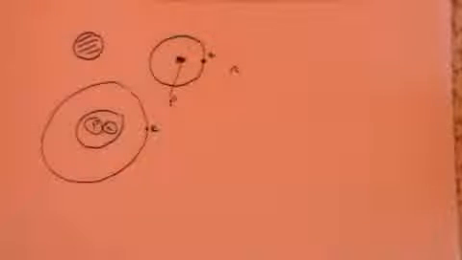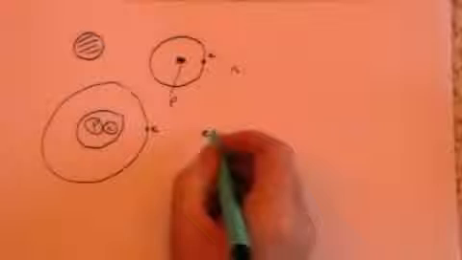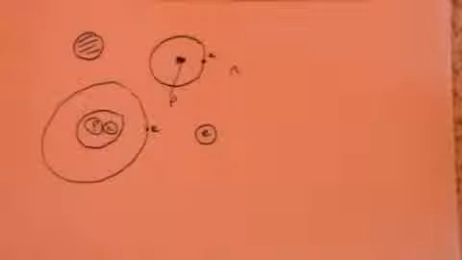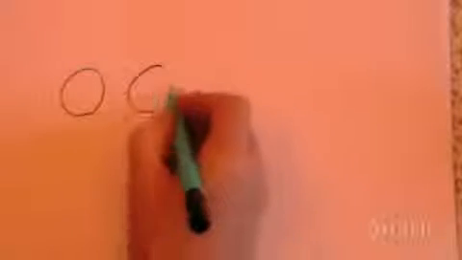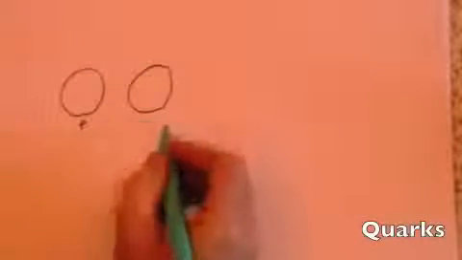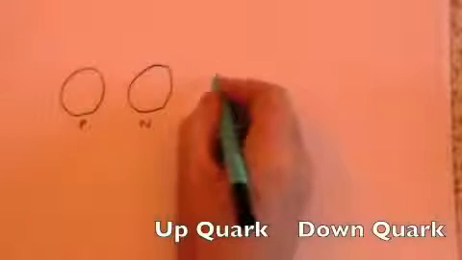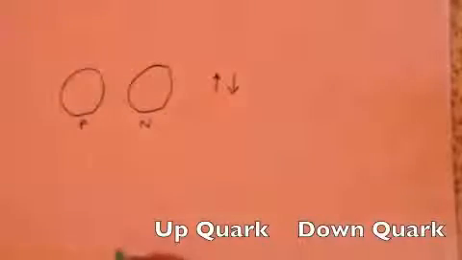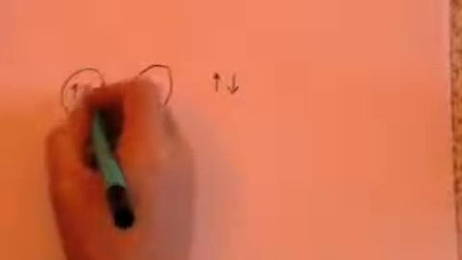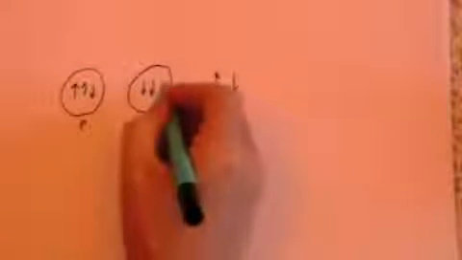An electron seems to be a fundamental particle. It cannot be divided. But we now know that protons and neutrons are made up of quarks. Each proton and neutron has 3 quarks. There are 2 types, an up quark and a down quark. A proton has 2 up quarks and 1 down quark. The neutron has 2 down quarks and 1 up quark.